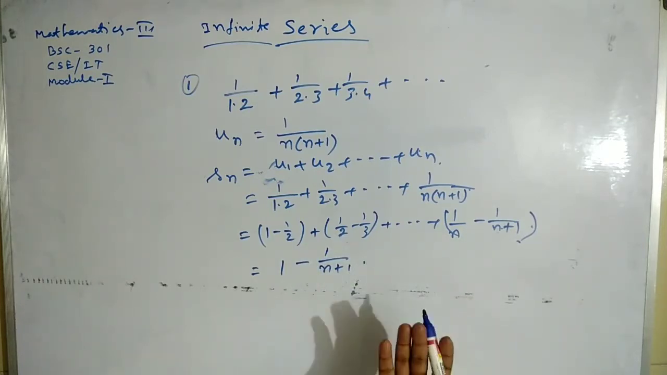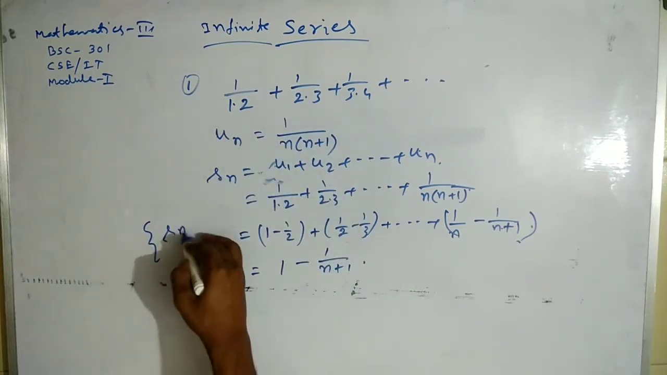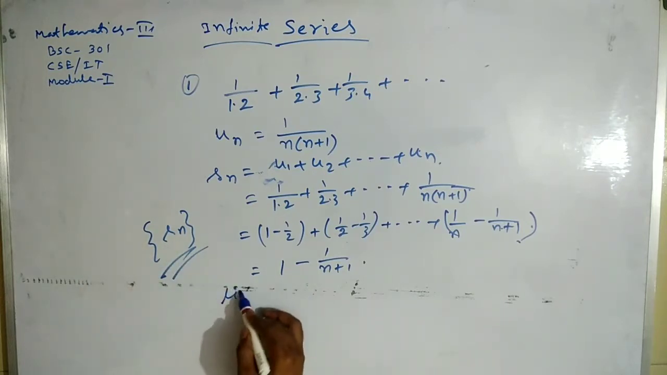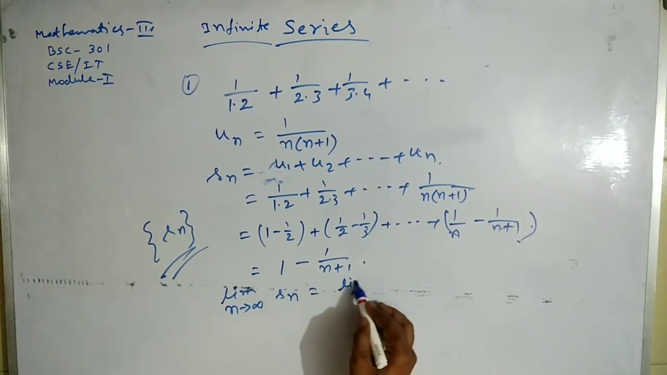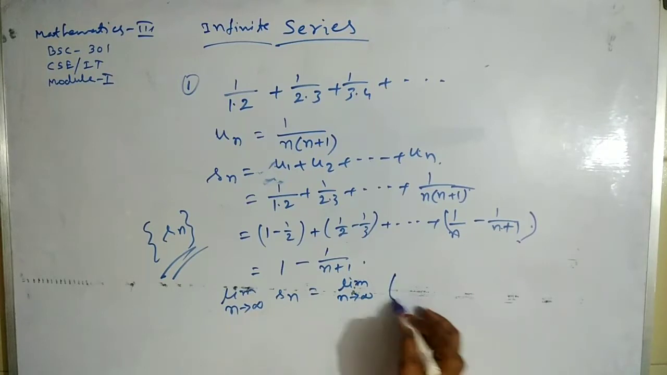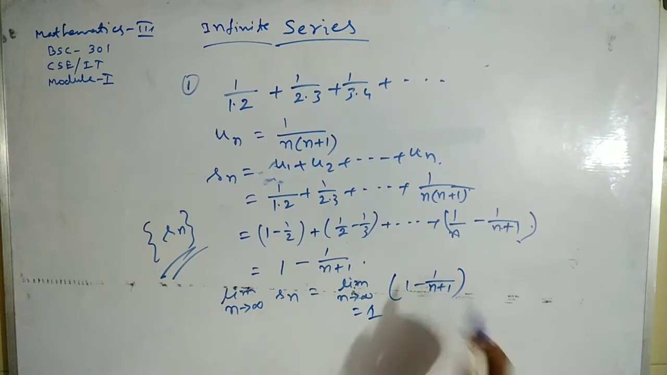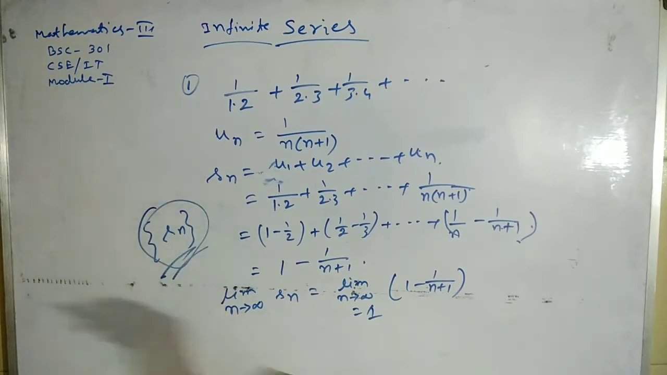Now for checking the convergence or divergence of this series, we have to check whether the sequence Sn is convergent or divergent, and for that we have to check whether the limit as n tends to infinity of Sn is finite or infinite. That is, the limit as n tends to infinity of 1 minus 1 by n plus 1 will be equal to 1, because 1 by n plus 1 tends to 0. So the limit of Sn is equal to 1, which is a finite real number. So we can say that this sequence is convergent.